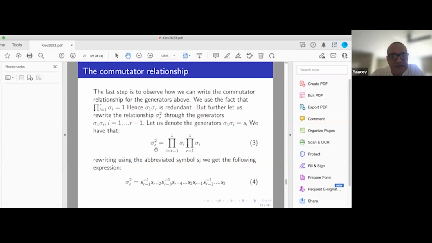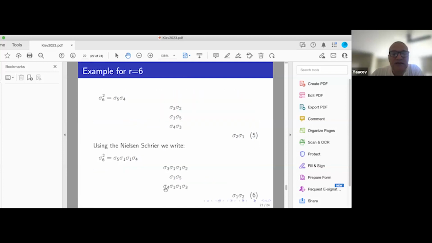Now, this is inside the stabilizer. So I'm now going to write it with sigma 1 sigma I, with I going from 1 to r minus 1. And now I get this expression. How do I get this expression? Here's an example. If I want to find sigma 6 square, it's going to be sigma 5, sigma 4, sigma 3, sigma 2, sigma 1, then sigma 1, sigma 1, sigma 5, sigma 4, sigma 3. So sigma 5, sigma 4, sigma 3, sigma 2, sigma 1, sigma 5, sigma 4, sigma 3, and at the end I also have sigma 2, sigma 1.